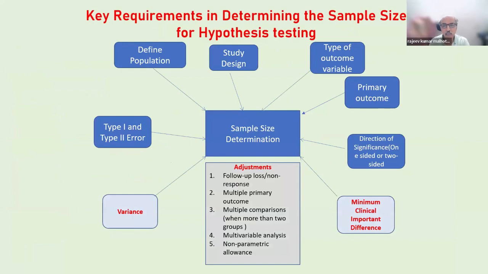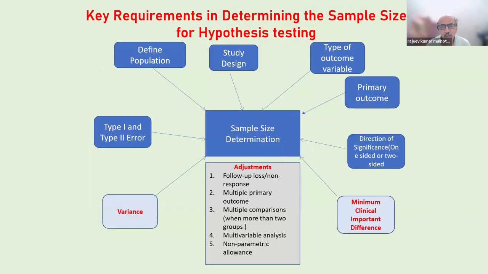So this is the key requirement in determining the sample size for hypothesis testing. Some of it I have already explained in the estimation, but I will also explain it in hypothesis testing, as a recap. So first, you define your population. What is your target population? That is the population to which the inference of your study will apply. So that is the defining of the population.